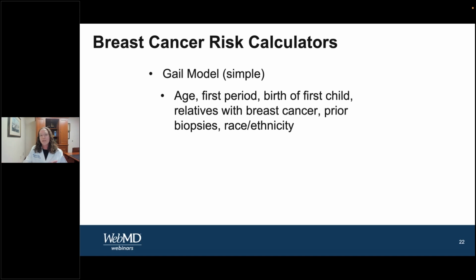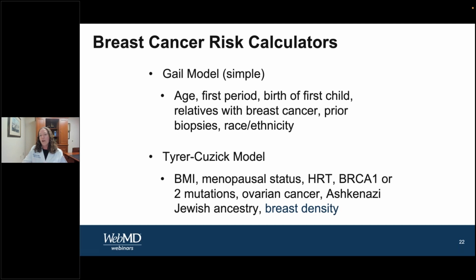So putting all of those risk factors together, there are several models that we use to calculate your personal risk of breast cancer. And there's a very common simple model called the Gail model that takes into account your current age, when you first got your period, your age at the birth of your first child, whether you have any relatives with breast cancer, any prior breast biopsies, and your race and ethnicity.